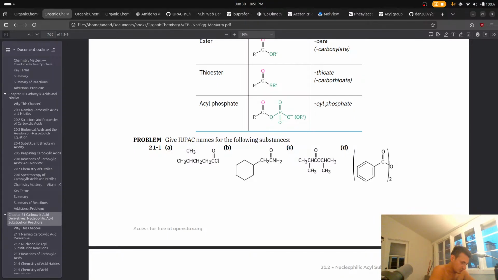All right, 21-1. 1, 2, 3, 4, 5. Okay, so we have C, C, C, C, C. Then we have a methyl, C. And then we have a chloride, so this should be 4-methyl pentanoic acid, which turns into the same thing but oil chloride. So it should be 4-methyl pentanoyl chloride.